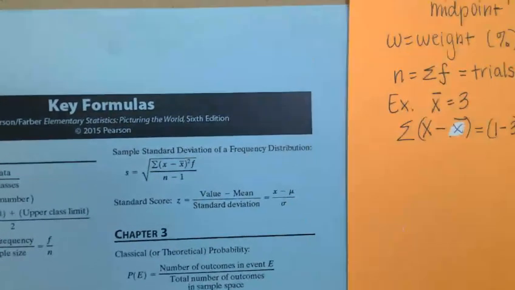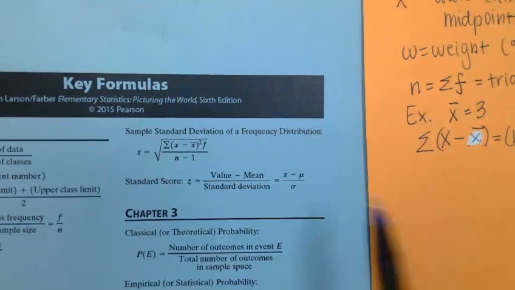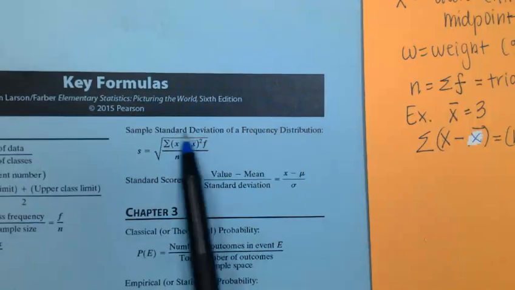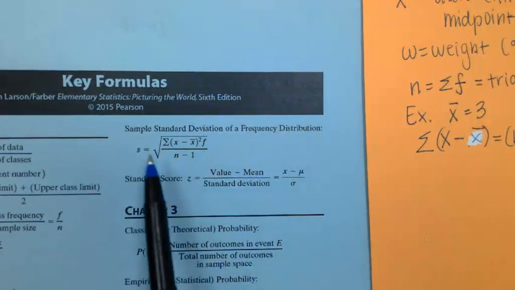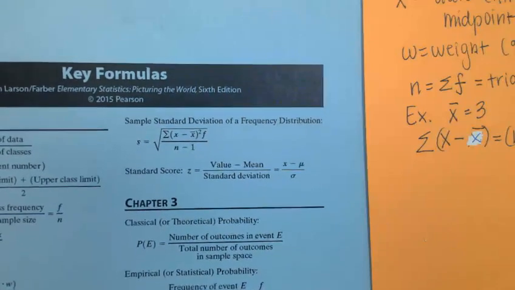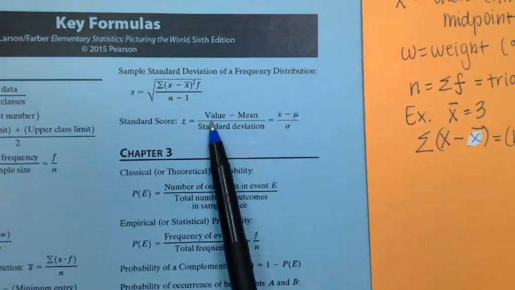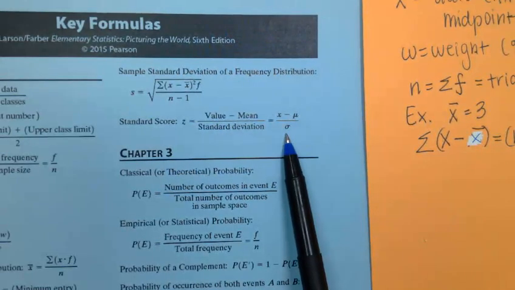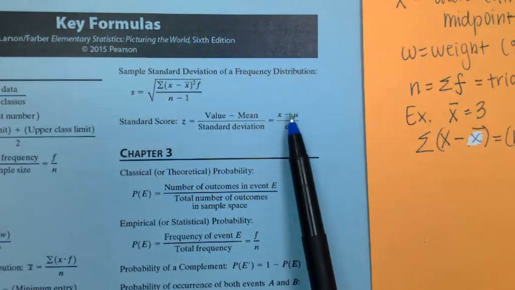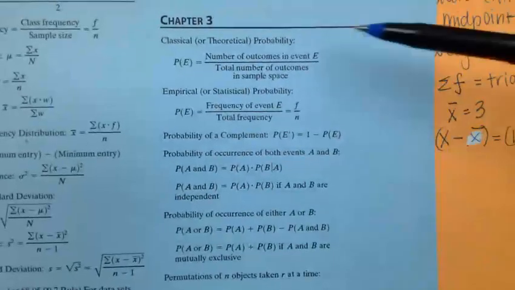So sample standard deviation of a frequency distribution. Notice we don't have a population standard deviation of a frequency distribution in this class. When we have a frequency distribution, the only thing we can calculate in this class is the sample. So z, value minus mean over standard deviation: x minus mean over standard deviation. So this is your data entry minus your mean over standard deviation. All right, so those are basic symbols.